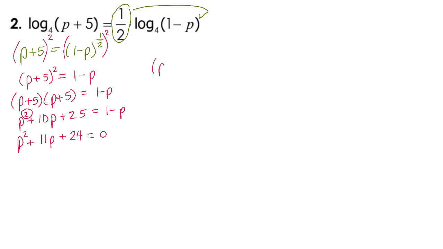So now we need to factor this, and it looks like the factors of 24, 8, and 3. We need to add those to get positive 11. So we're going to have p plus 8 times p plus 3. That equals 0. And solving, we get p is negative 8 or p is negative 3.